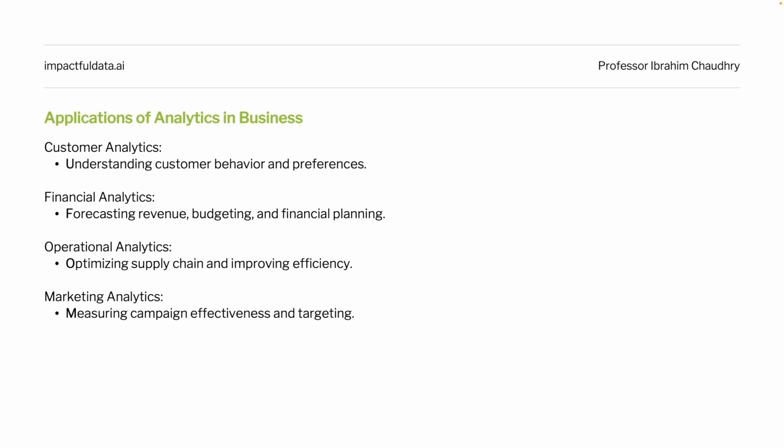There's operational analytics. So I spend a lot of time working with supply chain teams and logistics teams to optimize those channels and really help them improve their efficiencies. And then from a marketing analytics perspective, it's really about measuring campaign effectiveness and targeting to ensure that you're engaging with the customers that you want to.